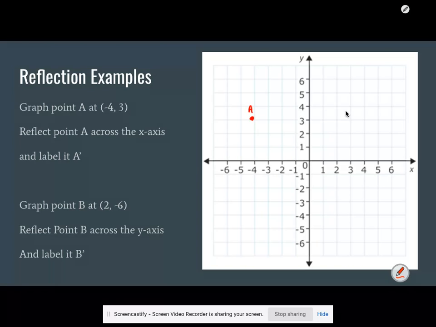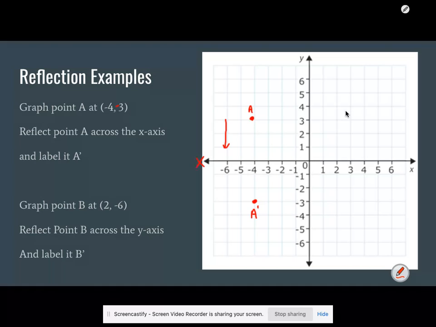So this is my x-axis, so I need to send this point in this direction. All right, so my x coordinate, the -4, is going to stay the same. My y coordinate is going to be opposite. So I'm going to think of this as -4, -3. So if I come down here, we label it as A with a little 1 above it. I have to use an apostrophe because that's the best way for me to show you that.